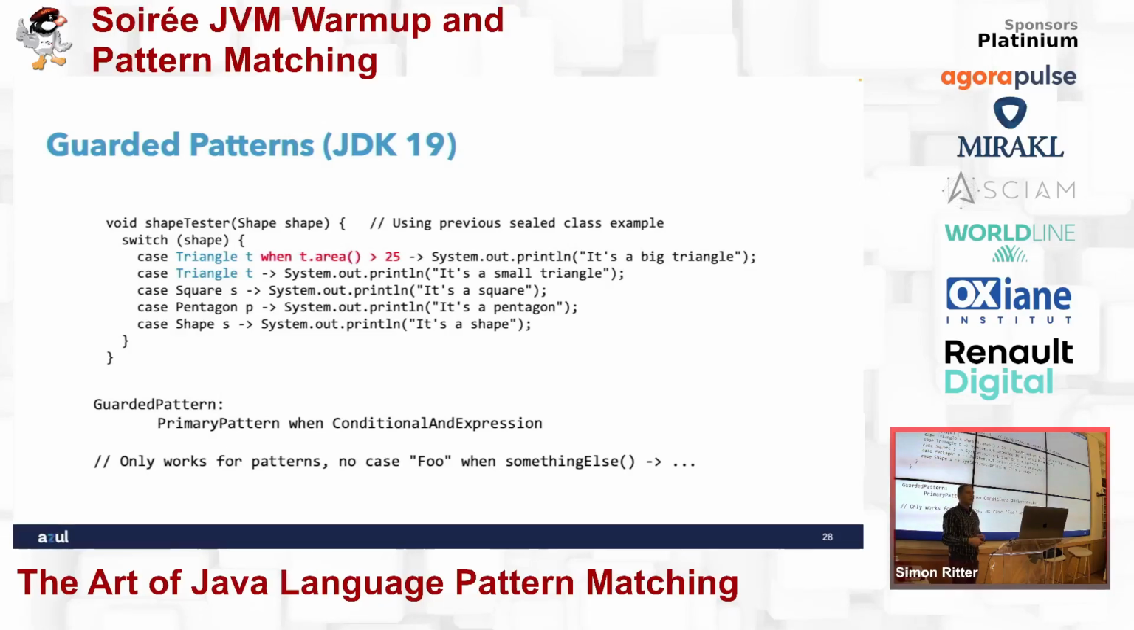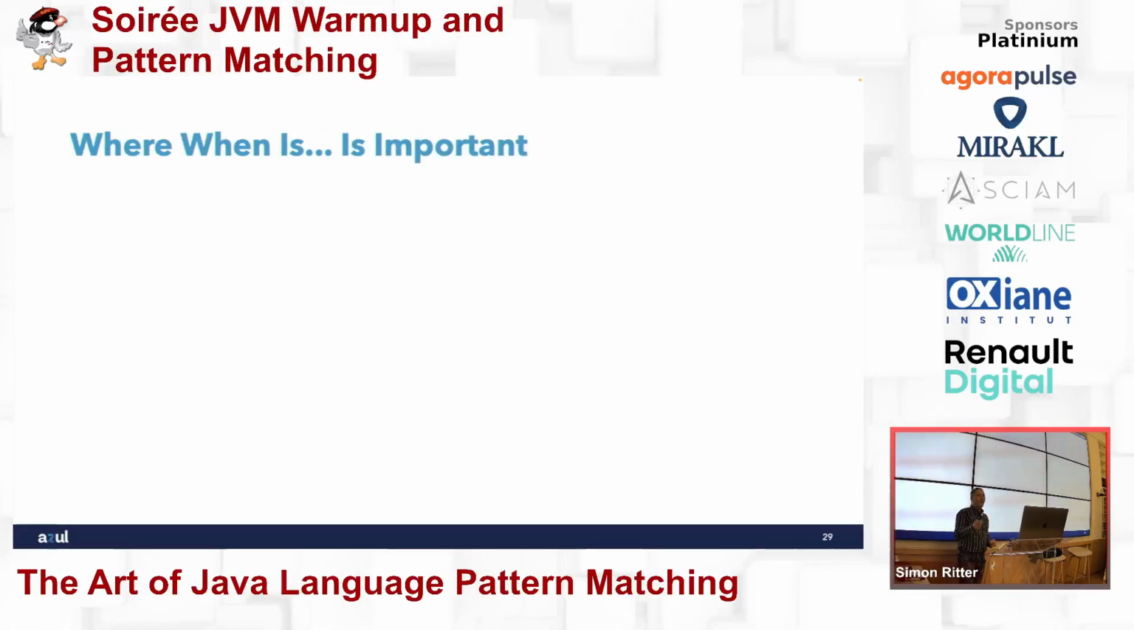In JDK 19, they decided that they would do away with the double ampersand, the AND operator, and they would replace it with when, making it more readable, I guess. So we have case triangle t when t.area is greater than 25. I personally don't think this was a great idea. You will see why in a moment. So where when is important.